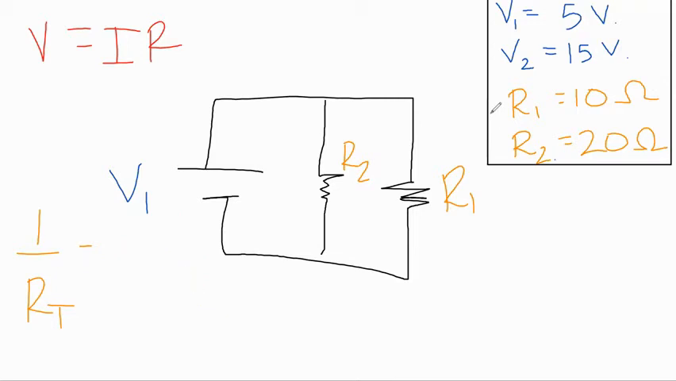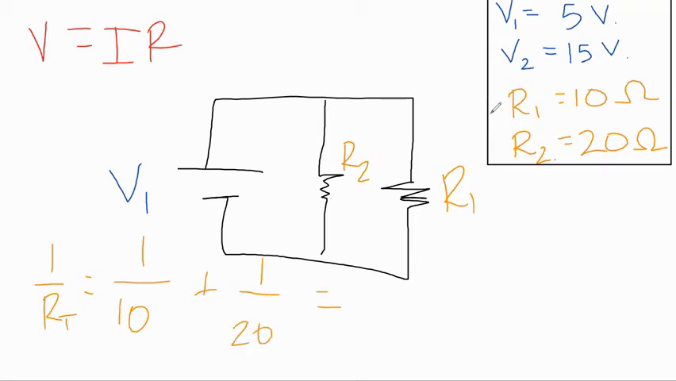All right. So in this case, 1 over R total, which is what we're looking for right now, is equal to 1 over R1, which is 1 over 10, plus 1 over R2, 1 over 20. So 1 over 10 plus 1 over 20 is equal to 0.15. And 1 over RT is equal to this, which indicates that RT is equal to 6.67 ohms.